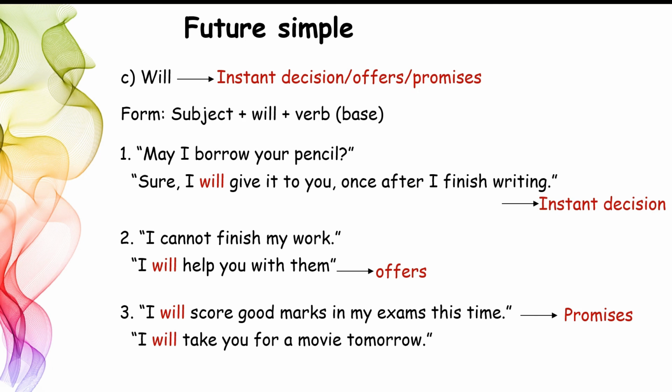The second sentence is an example of making offers. I cannot finish my work. I'll help you with them. Here, I'm offering to help the person who is struggling to finish his homework. The last 2 sentences are examples for making promises. I will score good marks in my exams this time. I will take you for a movie tomorrow.